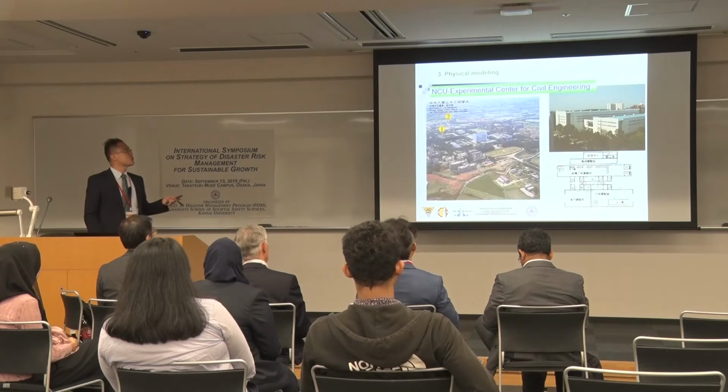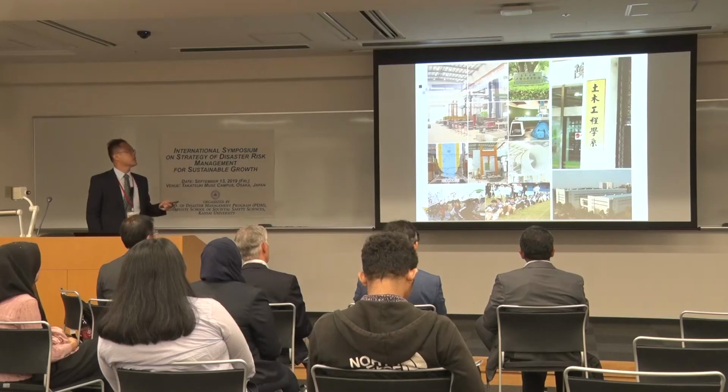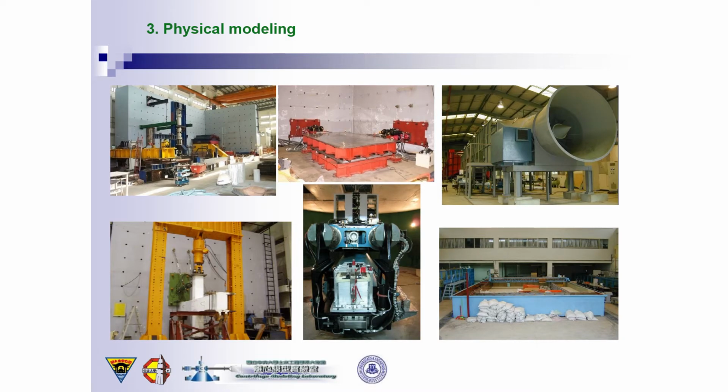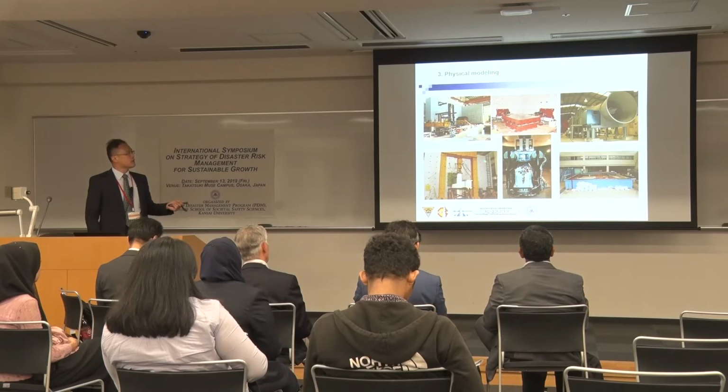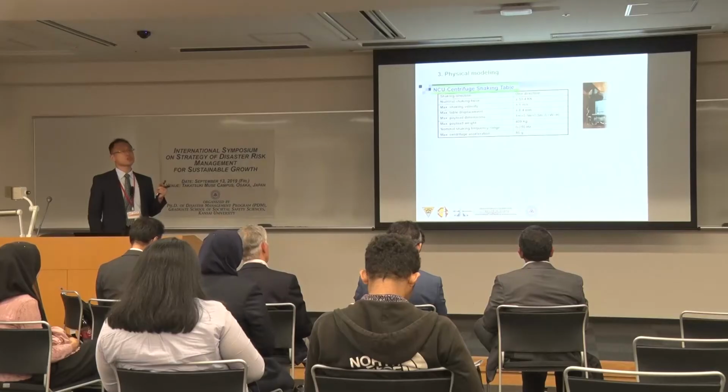So this is NCU, National Central University. This is our lab, and we have a lot of facilities. We have an actuator, a 1G shaking table, a wind tunnel, and reaction frames and channels for hydraulic tests. And this is the NCU centrifuge. It has a radius of 3 meters and a capacity of 100 g-tons. It means that a 1 ton model can be spun and flown at 100 G. G is the Earth's gravity.